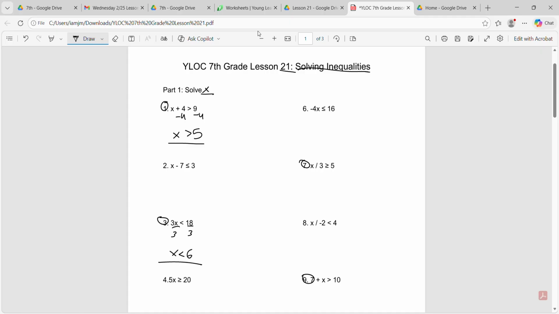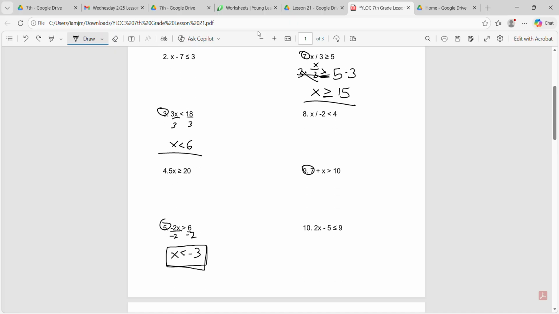Number 7. X over 3 is greater than or equal to 5. You've got to multiply by 3 on both sides to leave x alone. X over 3 times 3 and 5 times 3, cross these out, x is greater than or equal to 15. We've got to remember the greater than or equal to sign, always.